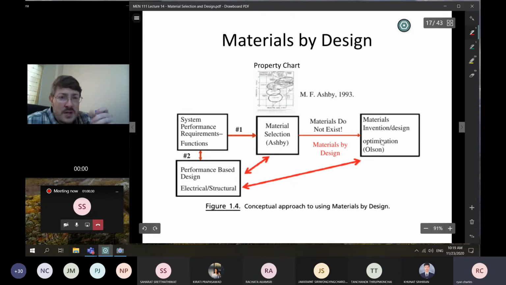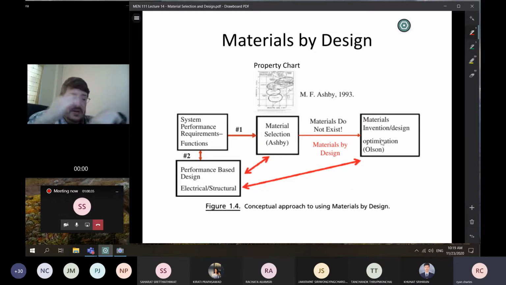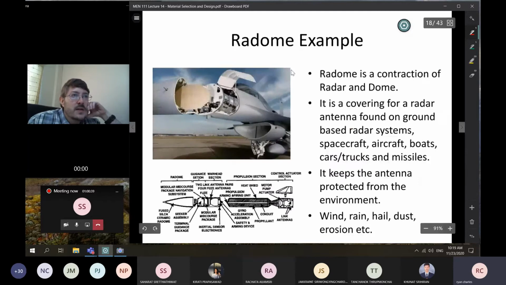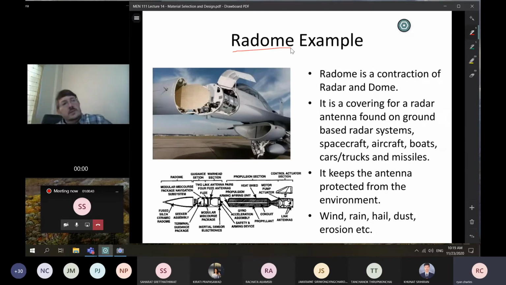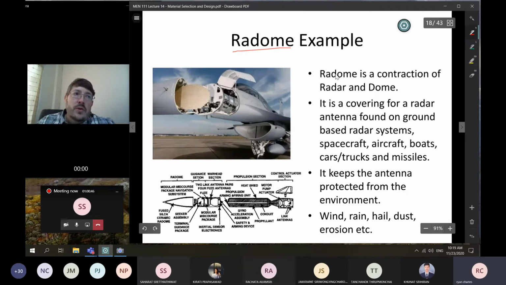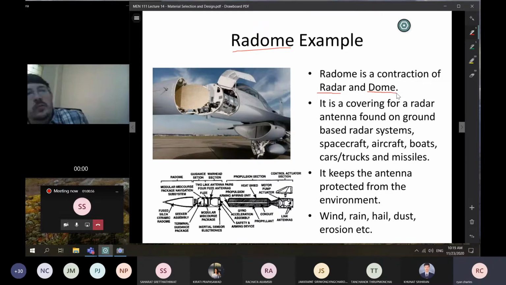right? Especially with computers now. You can start to imagine you can use computers to help optimize materials, perhaps. Right? So here's an example with a radome. A radome. The word radome is a contraction of two words, radar and dome. A radar dome, a radome.